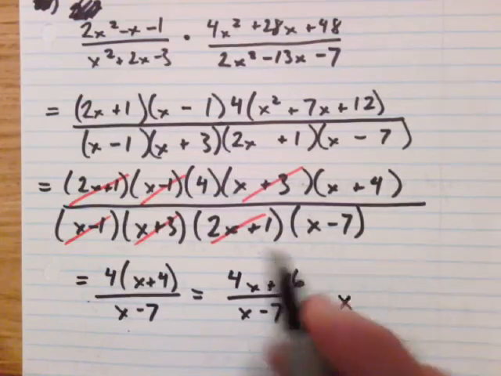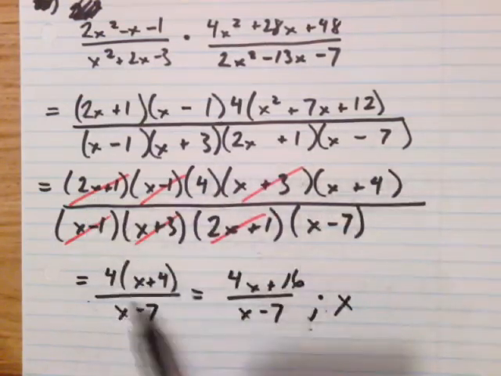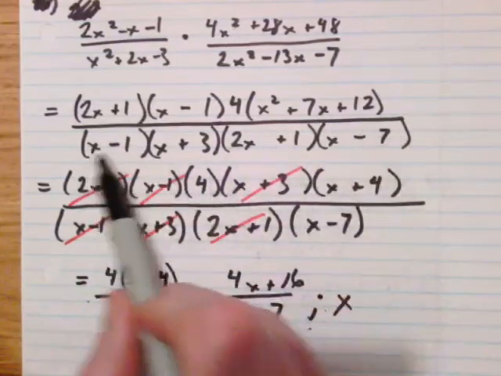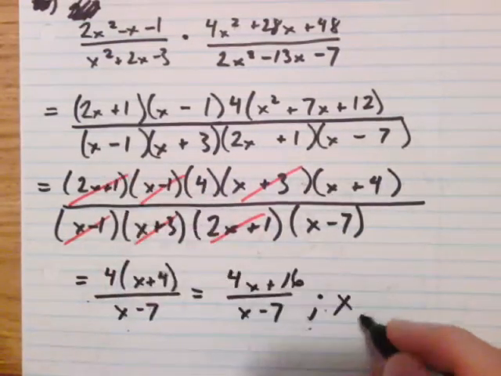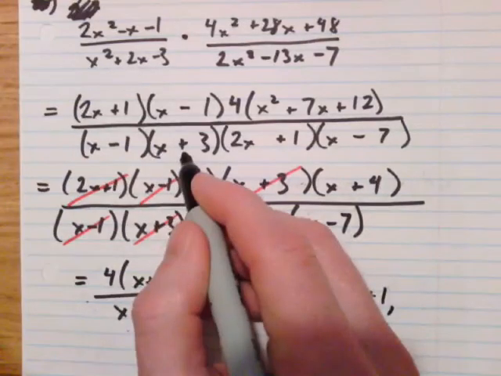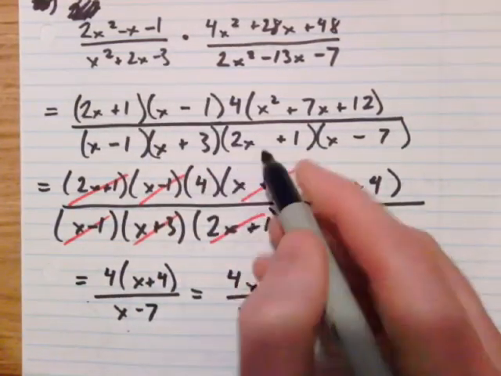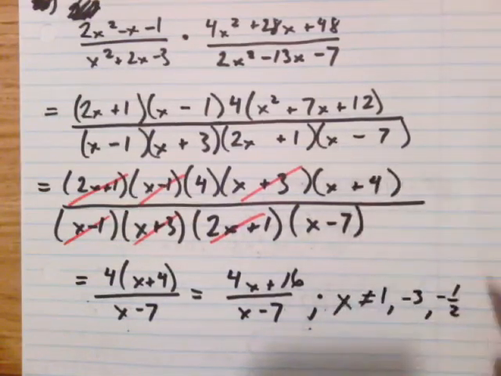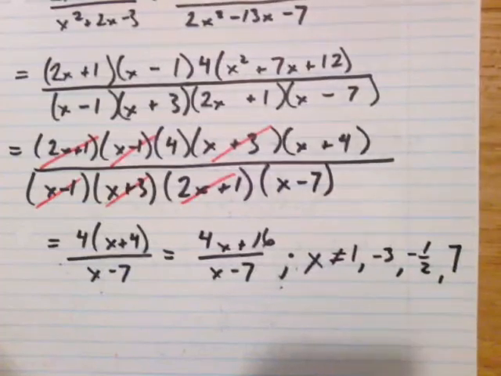Non-permissibles. Now the best place in here to look is this step. Everything's done here, and I can just kind of make a list. X can't equal 1, can't equal negative 3, can't equal negative a half, can't equal 7. It's a motley crew of non-permissibles, but that's how it goes.